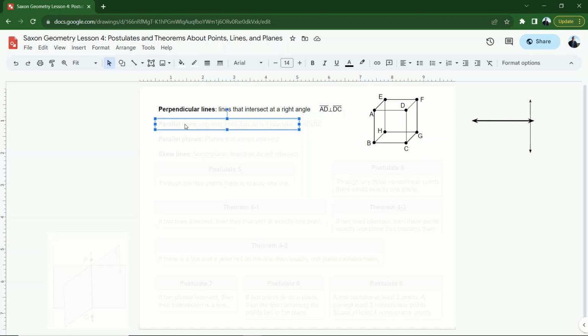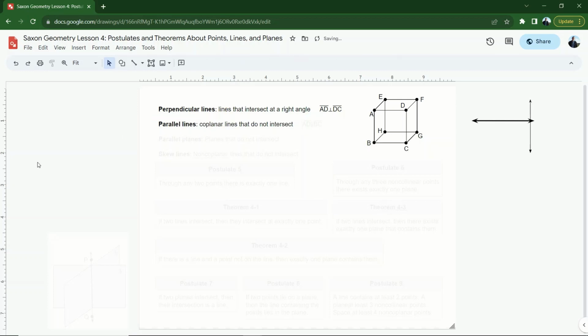What about parallel lines? Now, I have to add an extra word to parallel lines. I have to add the word coplanar. Because keep in mind, perpendicular lines intersect. And by definition, any lines that intersect are coplanar. When I have lines that don't intersect, they don't necessarily have to be coplanar. But parallel lines are coplanar.